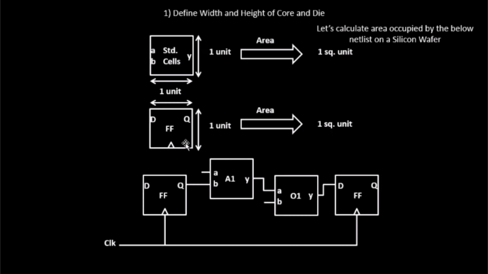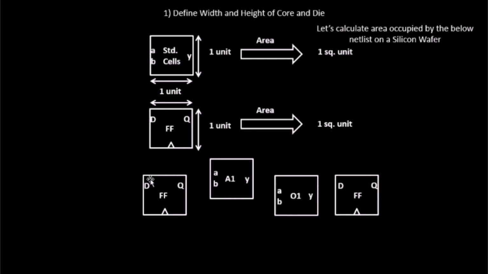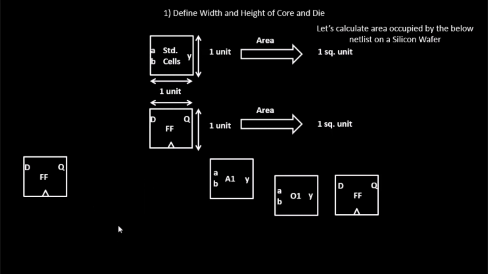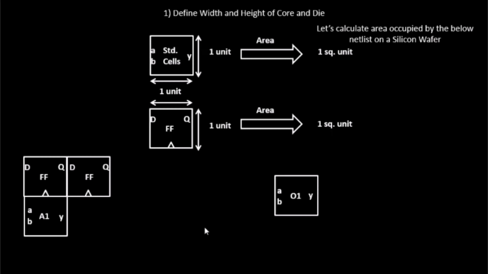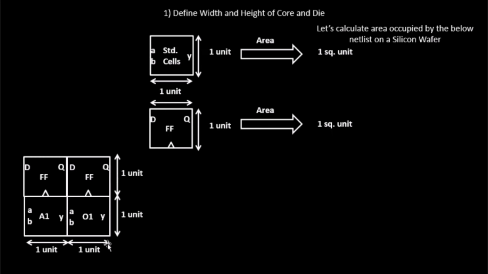try to identify the area which is occupied on the silicon wafer. But before that, we'll remove the wires and club all of them in a single plate. For example, we'll bring the flops over here, and the AND gate and OR gate all over here. Now if you calculate the total length and width, the length will be 2 units, the breadth will be 2 units, and the area will be 2 into 2, which is 4 square units.